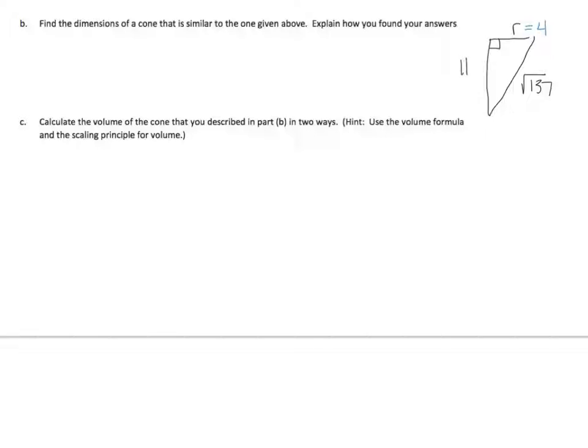Okay, find the dimensions of a cone that is similar to the one given above on the previous slide. Explain how you found your answers. Well, what dimensions did we use to calculate the volume of the cone? We have 1/3 pi r squared times h. If we look at the two dimensions that we use to calculate the volume and change those, we would keep similar proportions. So if I just look at radius and height, I need a different radius.